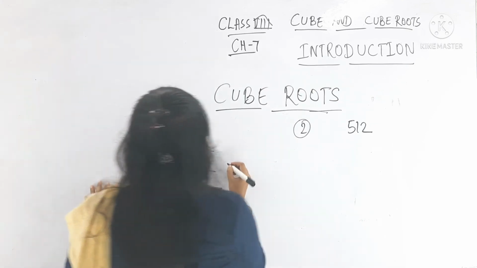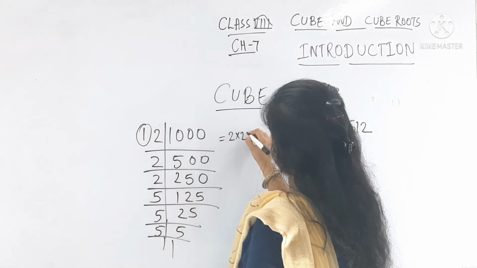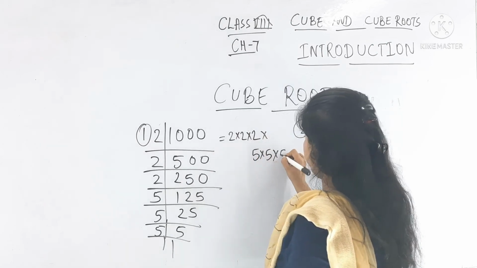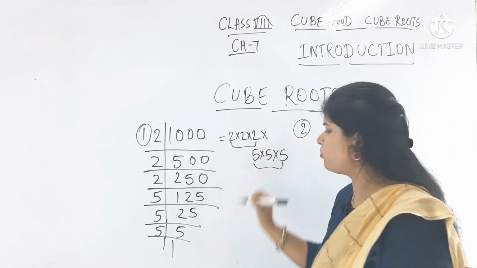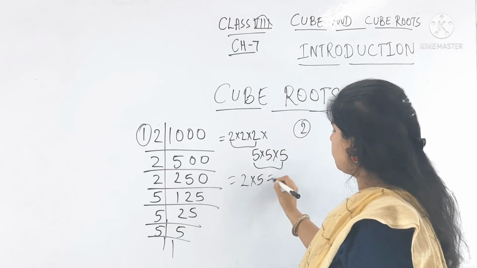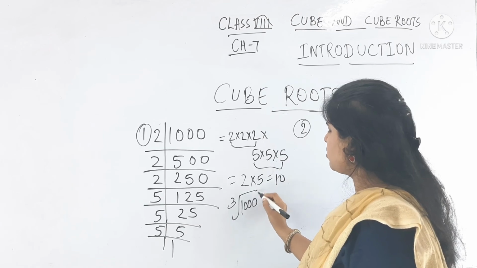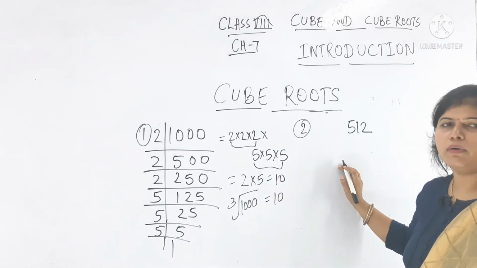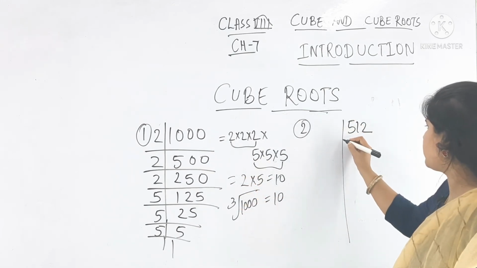Okay, so what are the factors here? The factors are 2 into 2 into 2 into 5 into 5 into 5, right? So we should have triplets. Here 2 into 5 is equal to 10. So the cube root of 1000 is equal to 10. Number 2 is 512. In the same way we have to prime factorize this one.